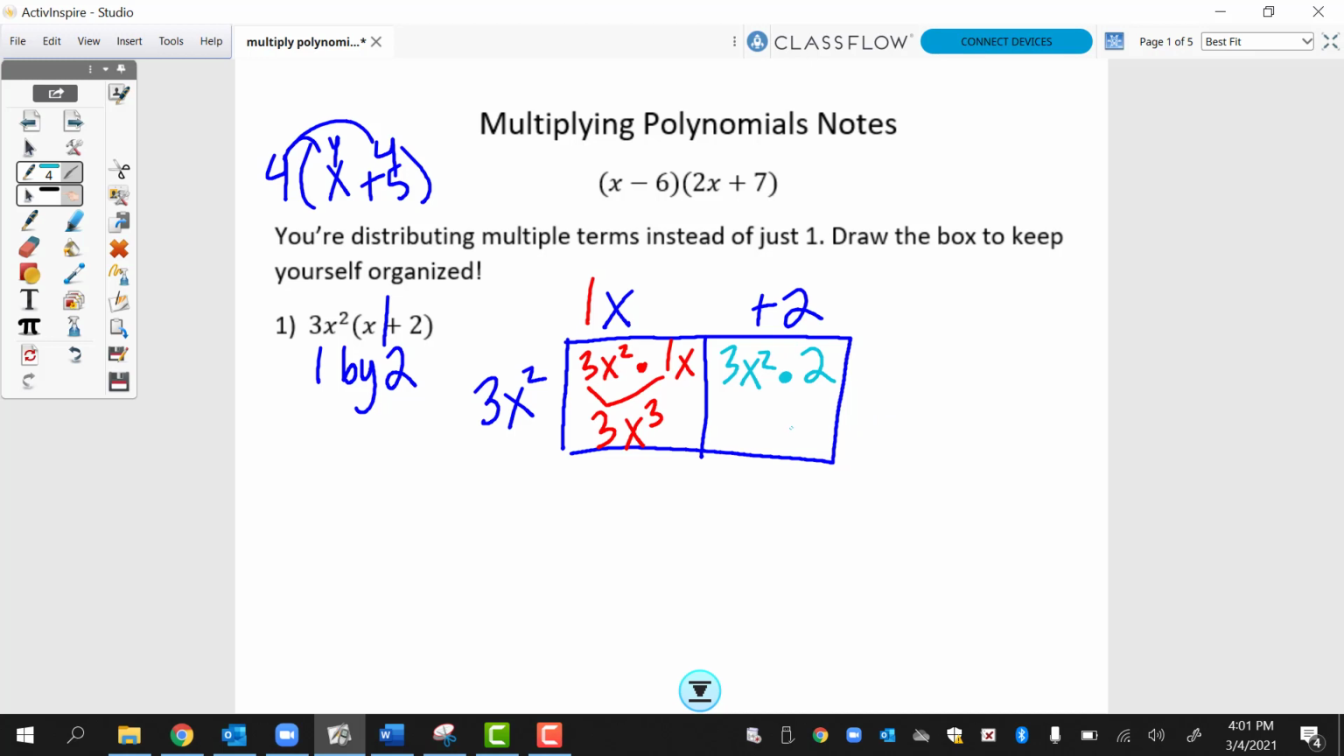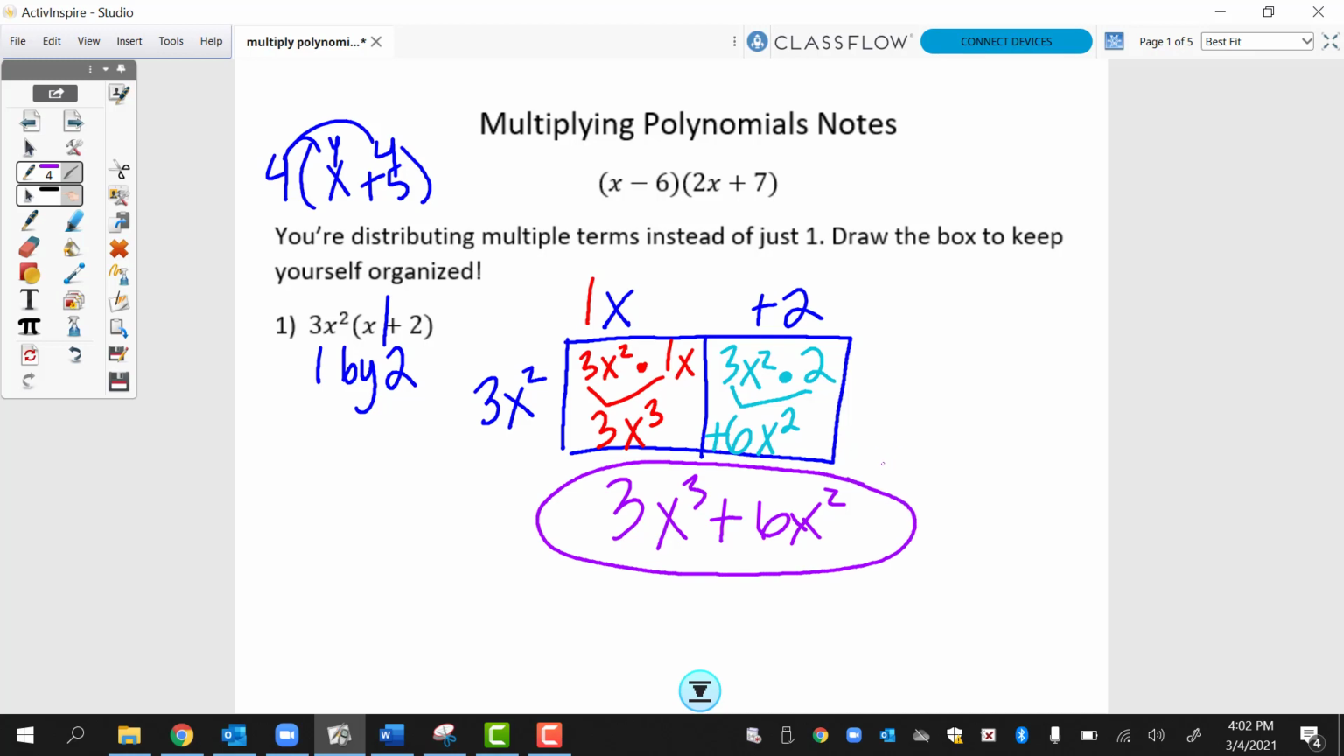So I'm still doing the same thing. I'm multiplying the big numbers and I'm adding the exponents. So big numbers, 3 times 2 is 6. And I have x to the 2 here, but no x's over here, so that means I have x to the 2, because that's how many x's there are in this box. And it's a positive. Can I combine these together? No, we learned last class that you can't combine an x to the 3 with an x to the 2. So I'm just going to write my answer. Final answer is 3x to the 3 plus 6x to the 2 power. Okay. So this is what a 1 by 2 box looks like.